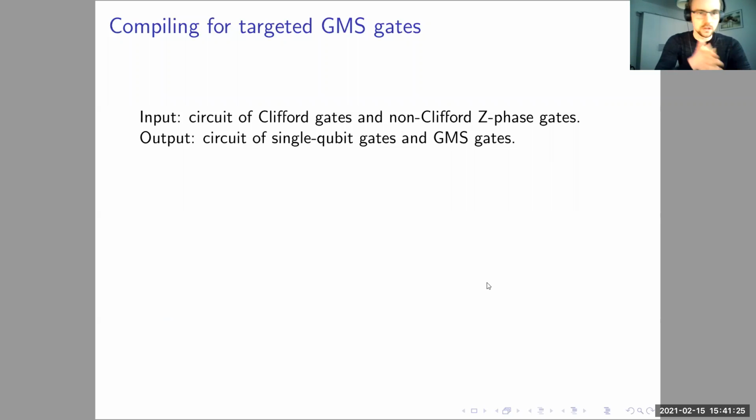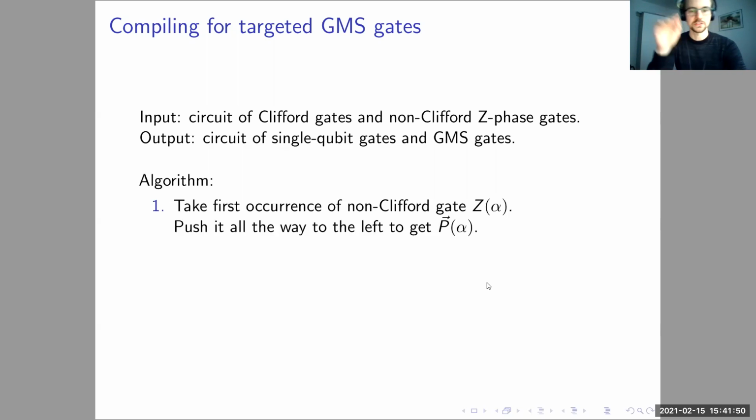Okay, so the first algorithm I'm going to describe takes as an input a circuit consisting of Clifford gates and non-Clifford Z phase gates. So this is a universal gate set. You can write any circuit using these gates. And the output is going to be a circuit consisting of single-qubit gates and GMS gates, or GCZ gates, which is its equivalent.